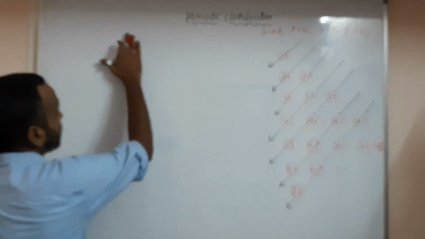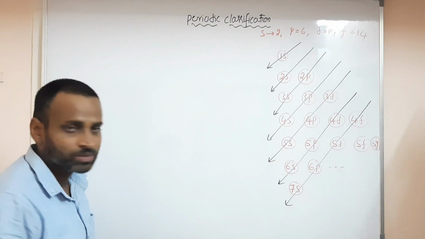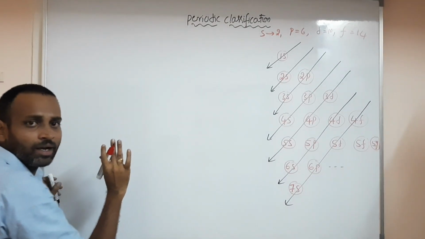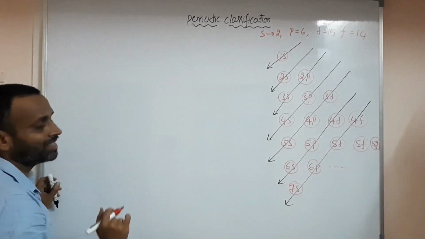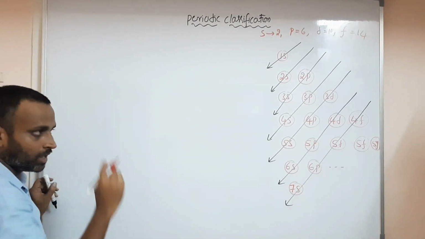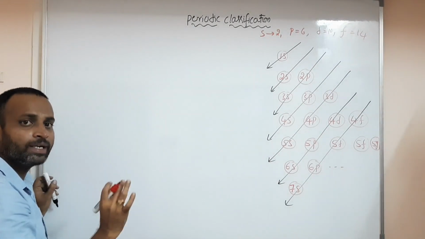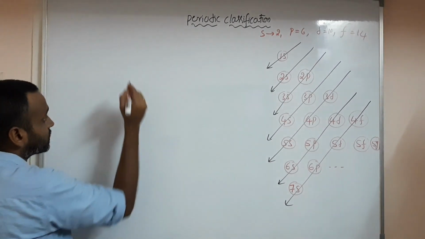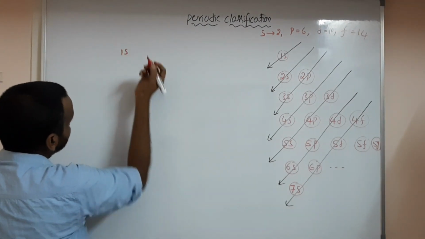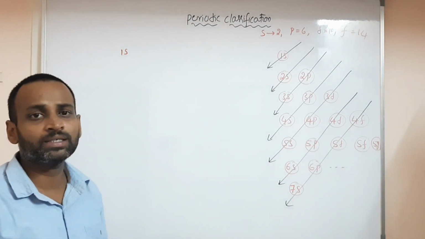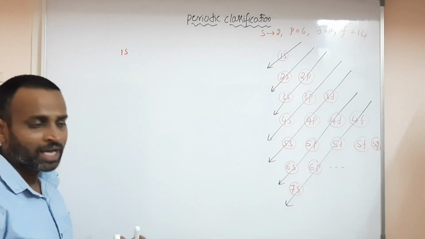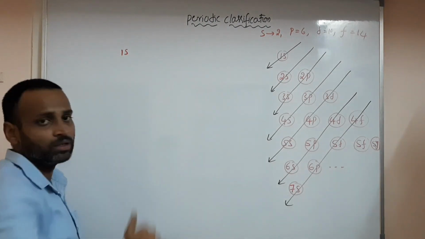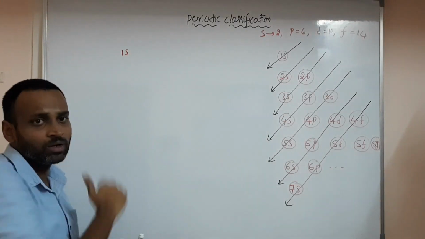The modern periodic table, which was given by Niels Bohr, has 7 periods and 18 groups. I repeat, in the modern periodic table, elements are filled in 7 periods and 18 groups. Every period starts with s and every period ends with p. Period means horizontal row. Group means vertical column.